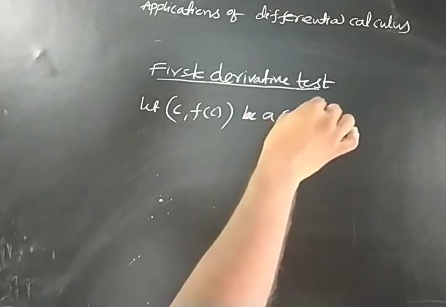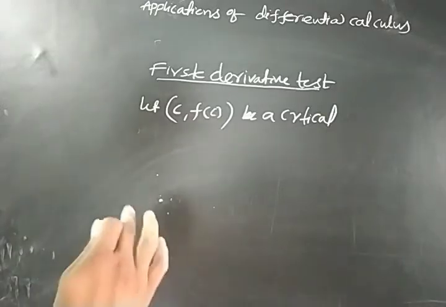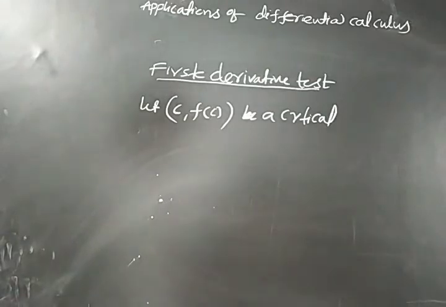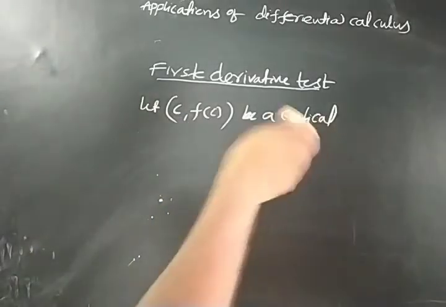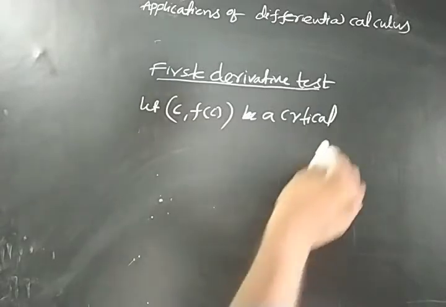We know what a critical point is. At a critical point, the derivative should be 0 or the derivative may not exist. That is called a critical point. It is different from a stationary point. A stationary point means at that point the derivative should be equal to 0. But a critical point is different. At that point the derivative may or may not exist. If the derivative exists, it will be 0. Sometimes the derivative may not exist. That point is called a critical point. So I am taking (c, f(c)) as a critical point of a function f(x).